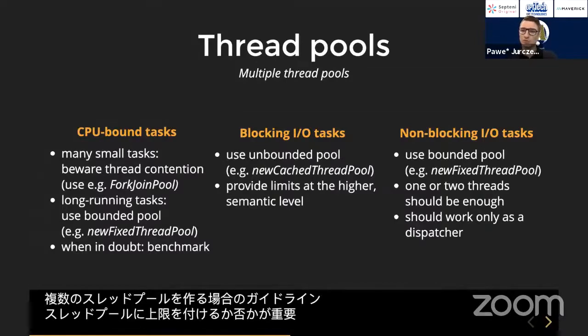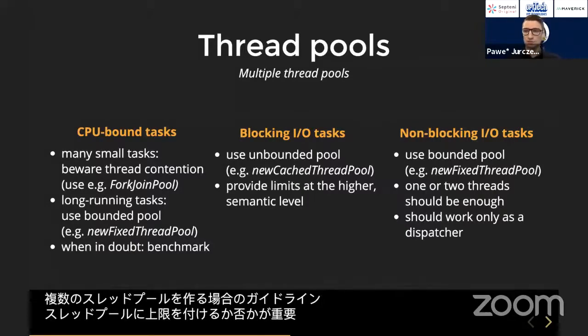Okay, when it comes to blocking I/O operations, a good rule of thumb is to have an unbounded pool. This might sound scary, this might sound dangerous, but in the next slide, I will show you that it doesn't have to be scary and that it has a couple of benefits. Instead of bounding the pool at the level of the thread pool itself, we will provide limits or bounds at the higher semantic level, but we'll get to that in a moment.